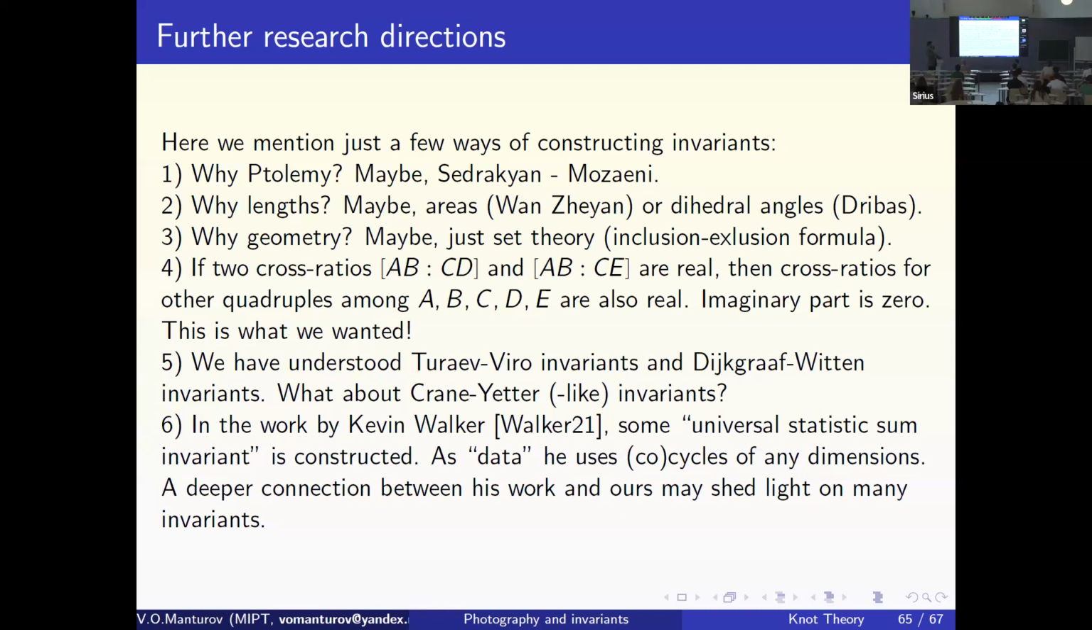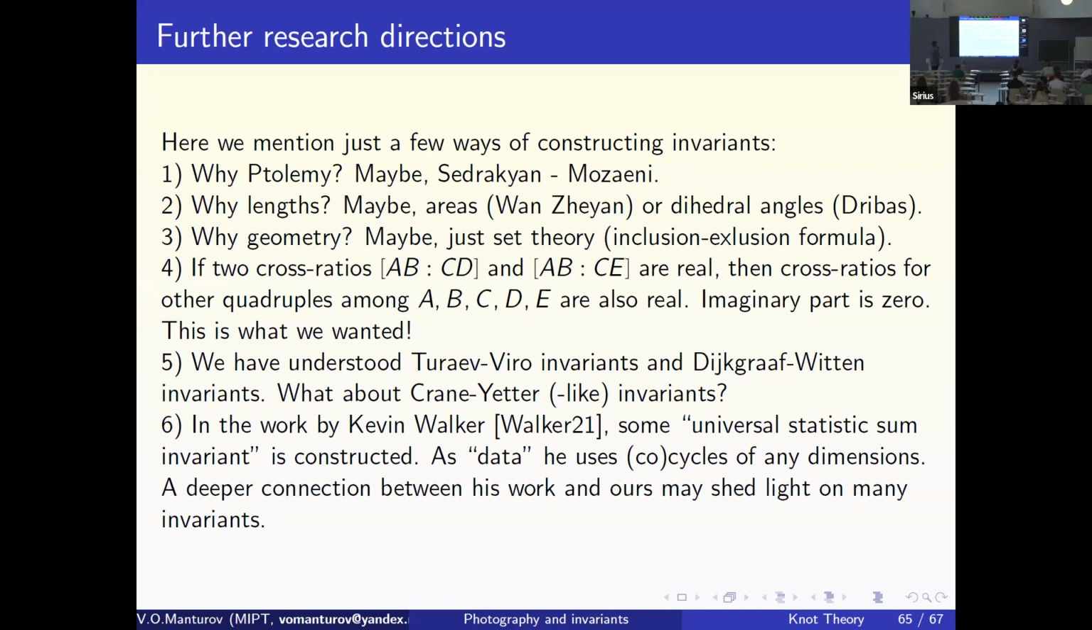Why geometry? Maybe set theory. You see, when I was saying areas, I did not assume any hyperbolicity, any homogeneity, and so on. When I was saying areas, I could say I associate some number to a face. But you see, this number need not be any geometrical. But maybe we can play with some set theory. Maybe we can associate some set theoretic things.